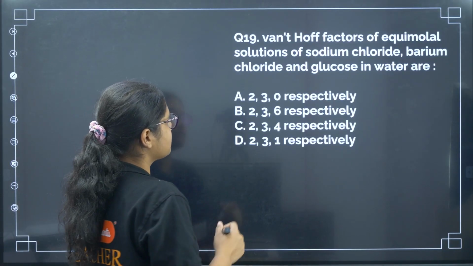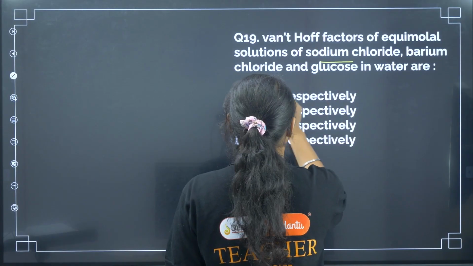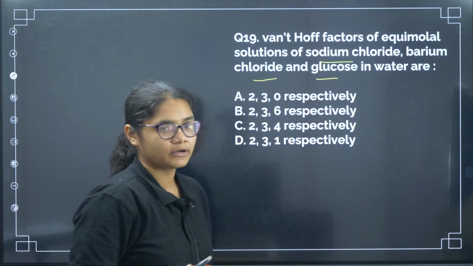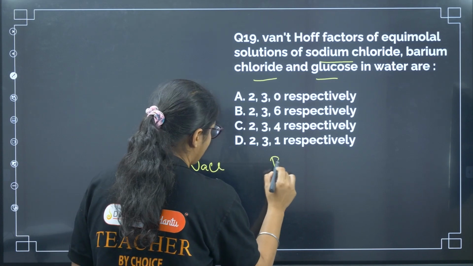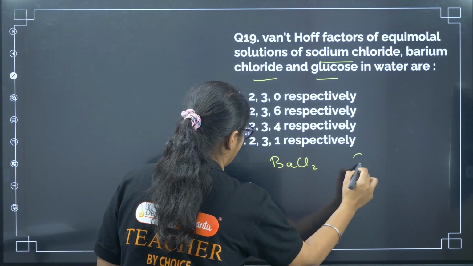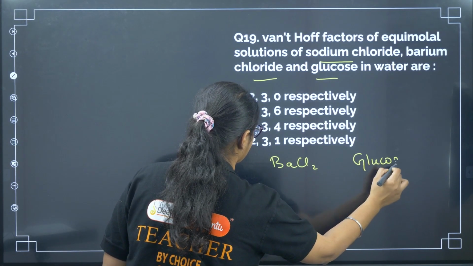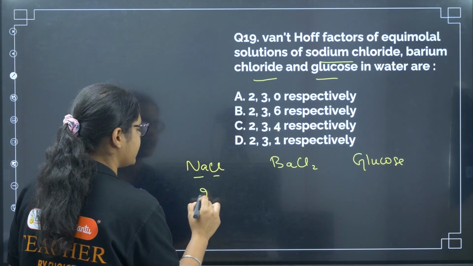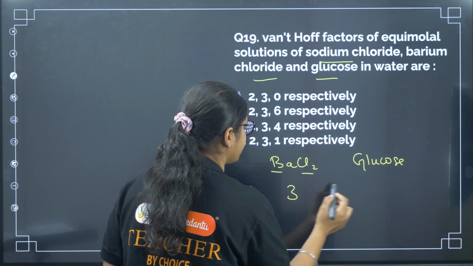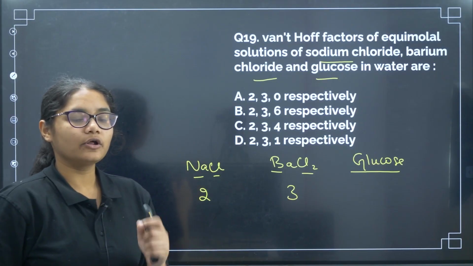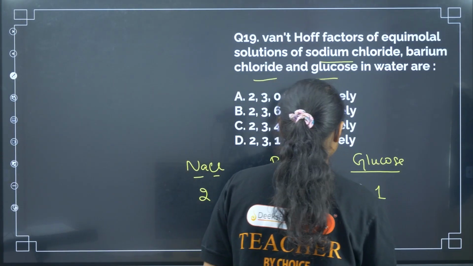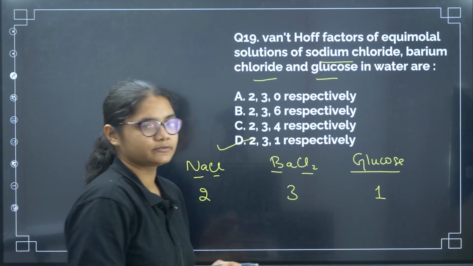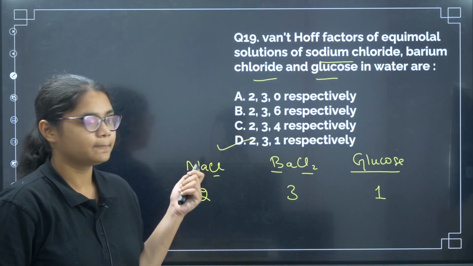Next, Van 't Hoff factors of equimolar solutions of sodium chloride, barium chloride and glucose in water are. So we have sodium chloride, barium chloride and glucose. Sodium chloride has 2 ions, barium chloride will give you 3 ions, and glucose is a non-electrolyte, so it will not dissociate. The i value will be considered as 1 here. So the correct answer for this question will be option number D.